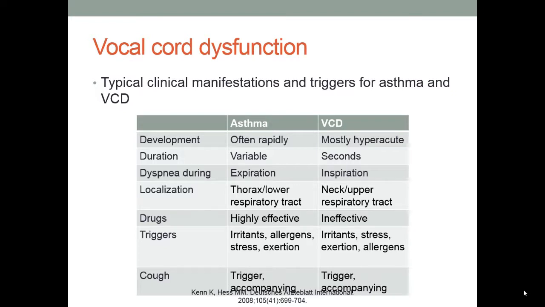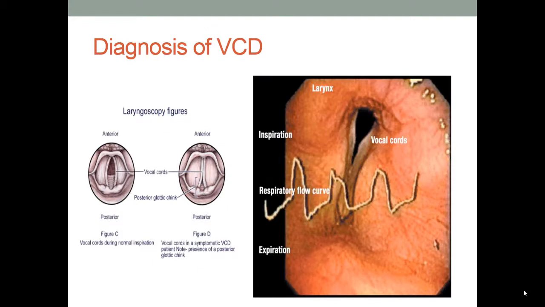So these are the typical clinical manifestations. You can see vocal cord dysfunction is a little bit more hyperacute. Lasts seconds, more with inspiration versus expiration for asthma. You can localize to the neck. Drugs are obviously ineffective, and similar triggers and cough characteristic.